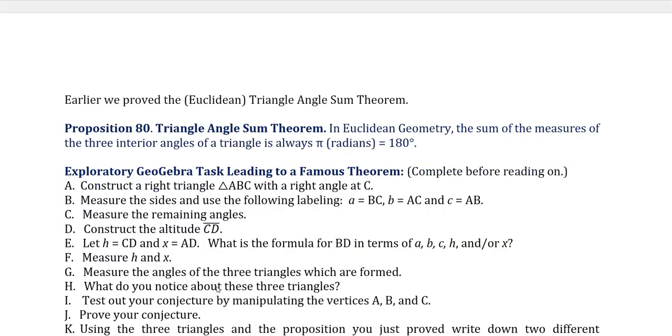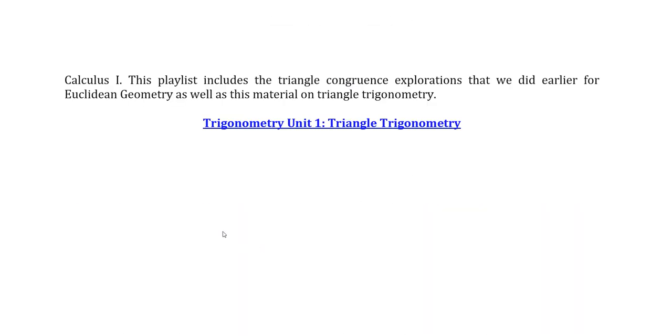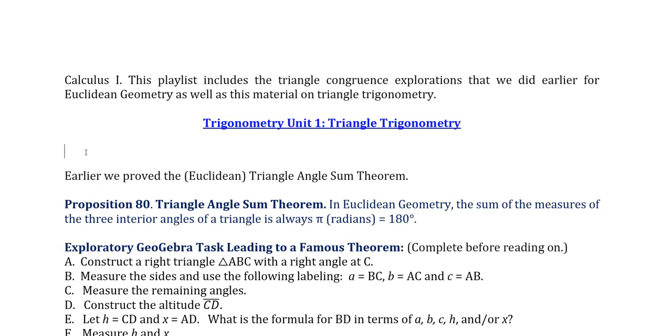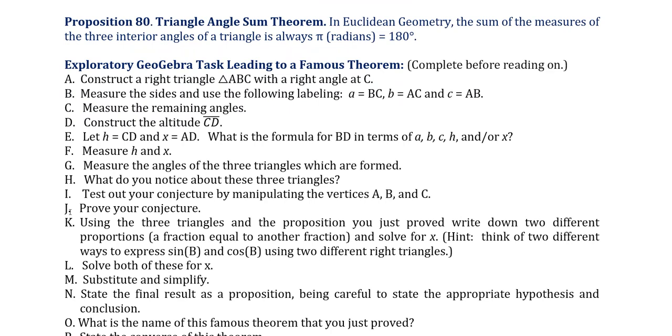Okay. And so let's think about some things that we have already looked at. Earlier we proved the Euclidean triangle angle sum theorem. That's proposition, I guess it was 80, I think. Triangle in Euclidean geometry, the sum of the measures of the three interior angles is always pi radians or 180 degrees.